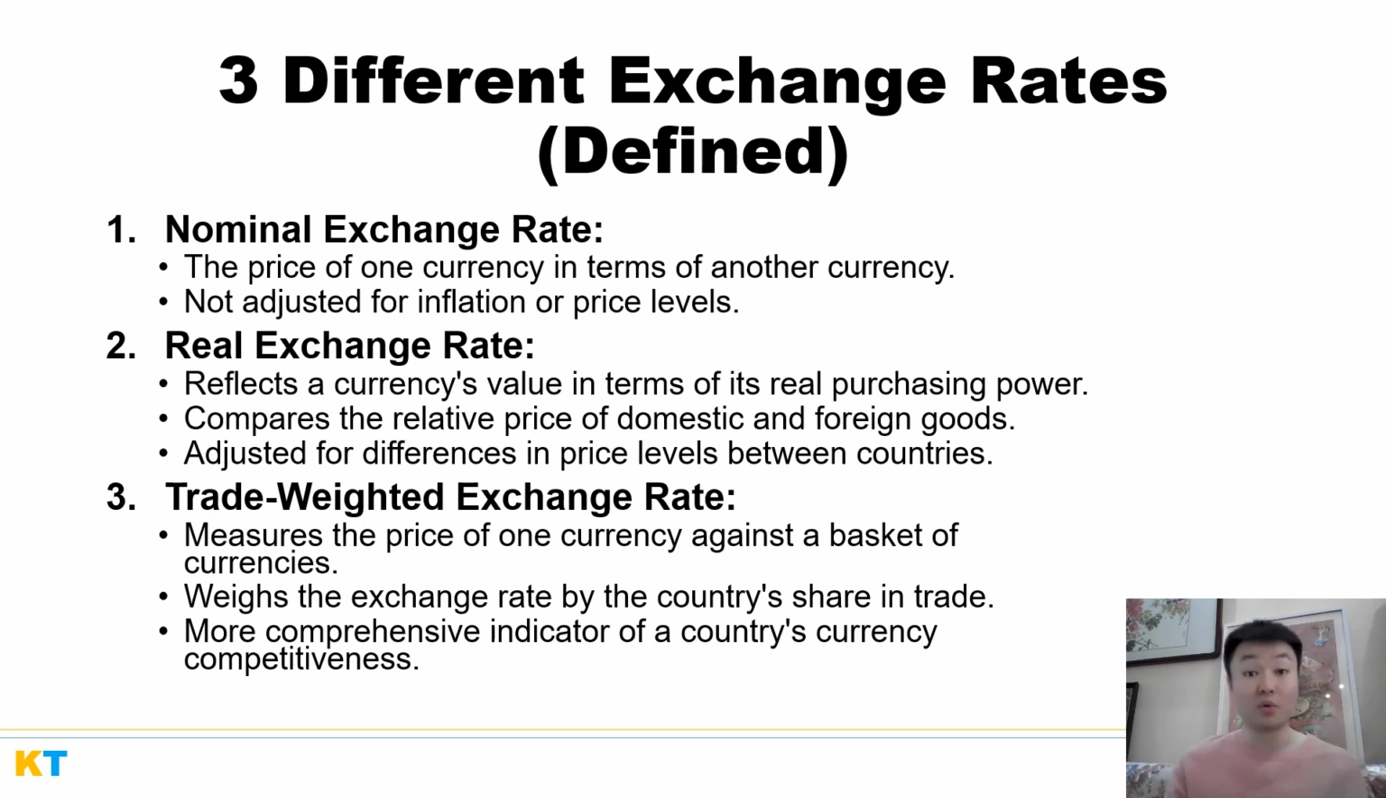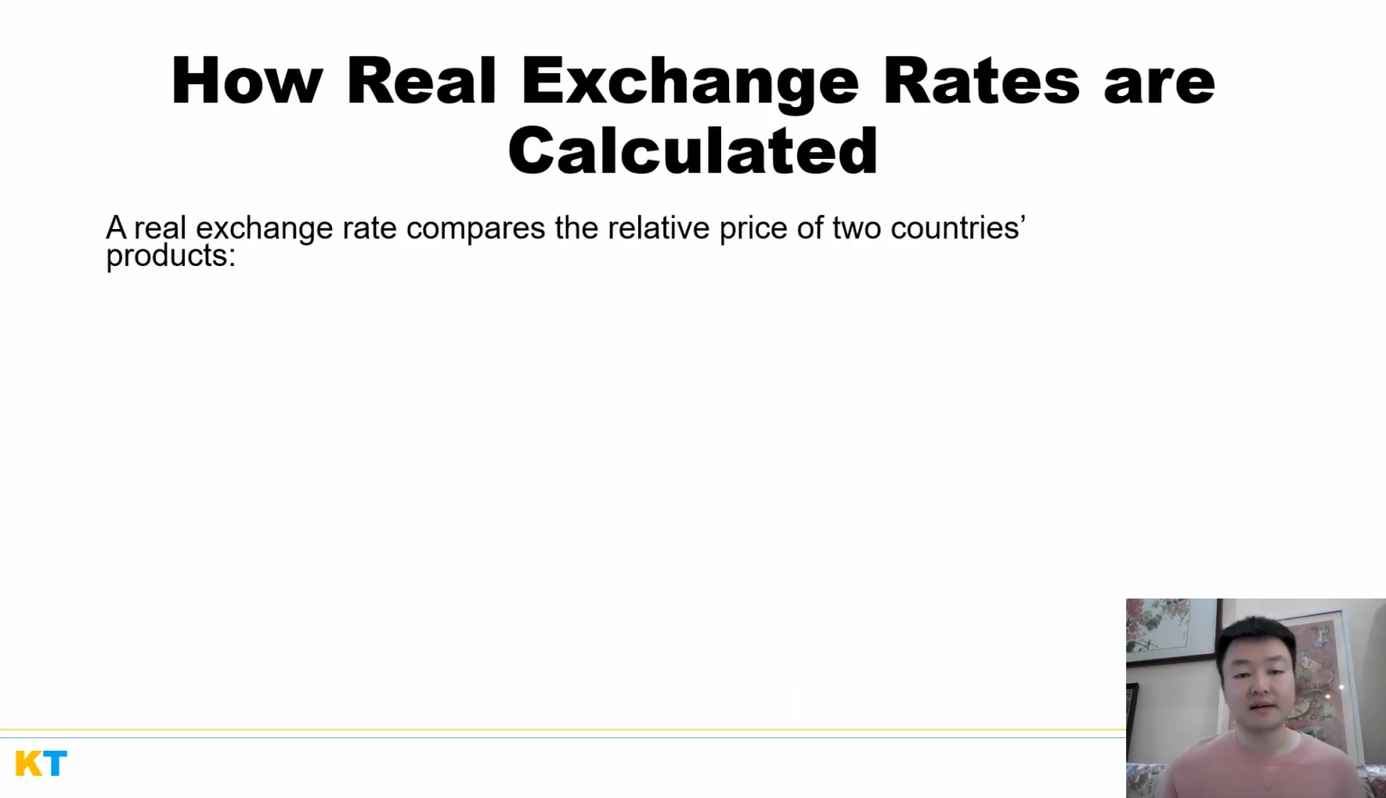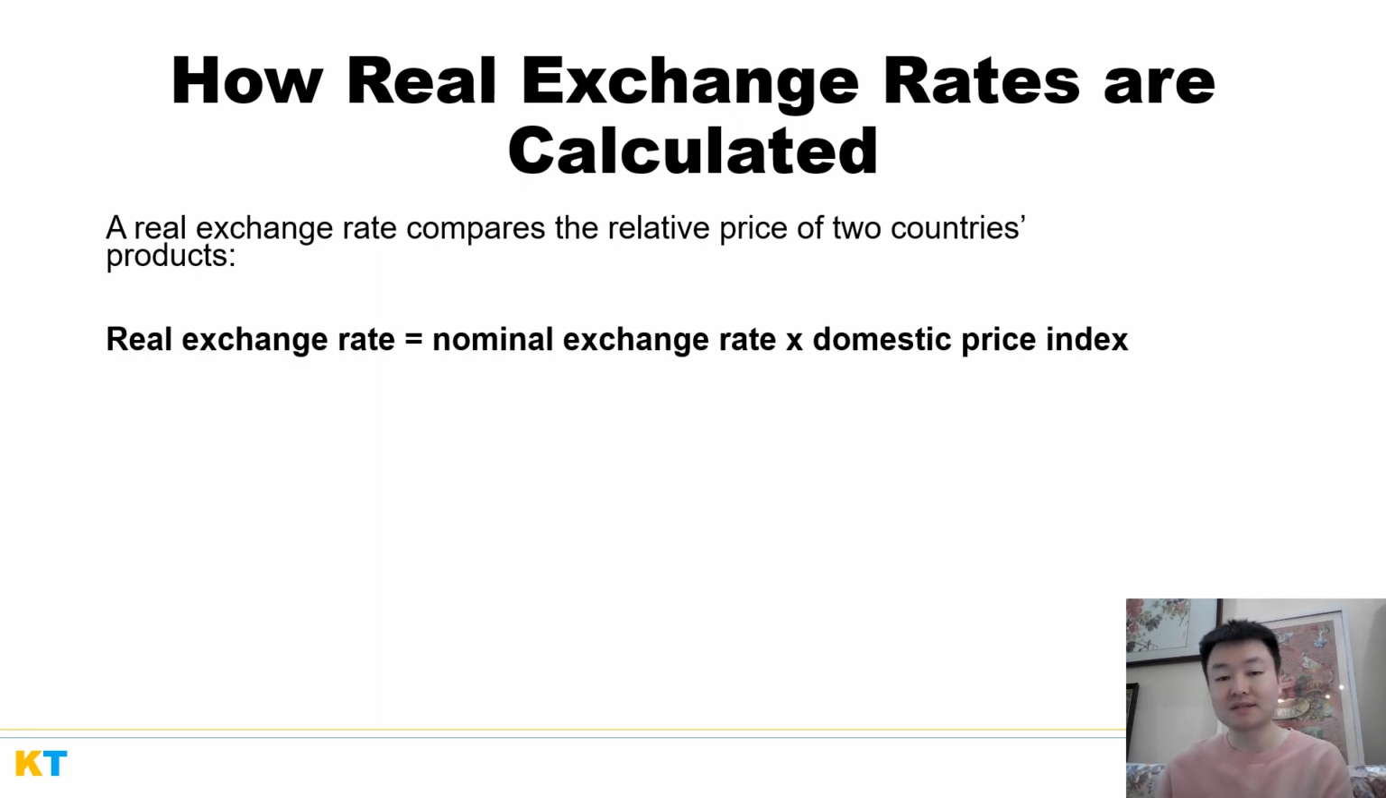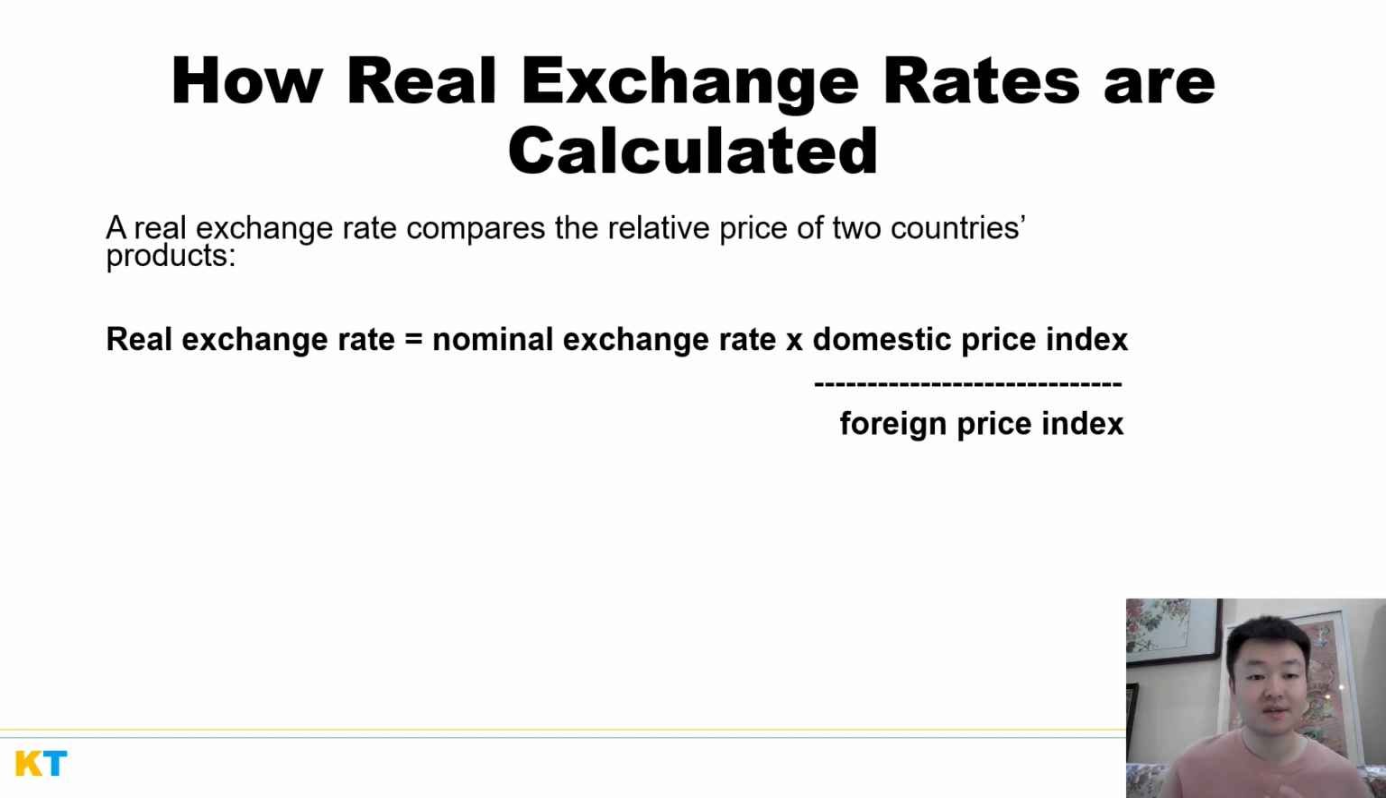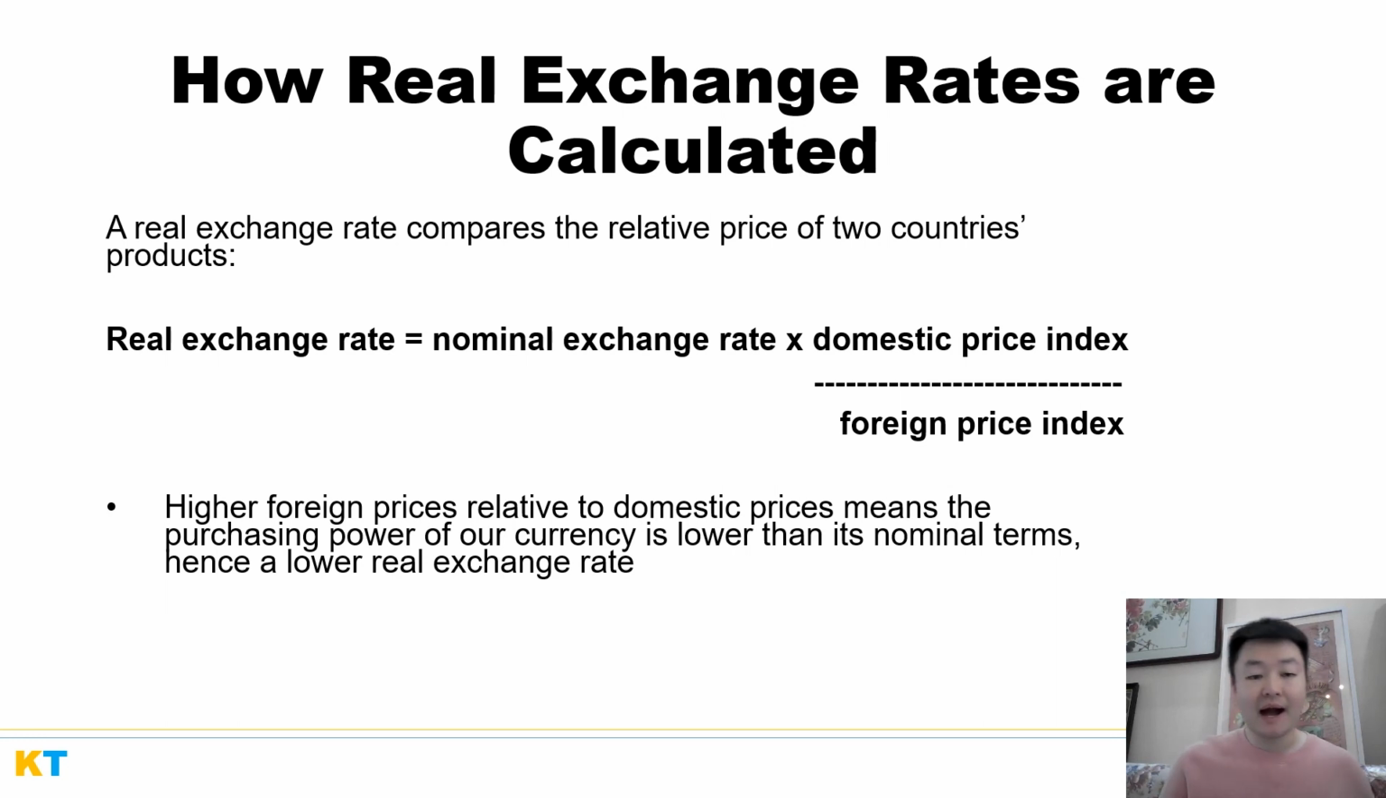So let's start with what we know. Well, we know that a real exchange rate compares the relative price of two countries' products, right? So the real exchange rate is just the nominal exchange rate times the domestic price index divided by the foreign price index. So why do we make that calculation? Well, it's because higher foreign prices relative to domestic prices means the purchasing power of our currency is lower than its nominal terms, hence a lower real exchange rate.